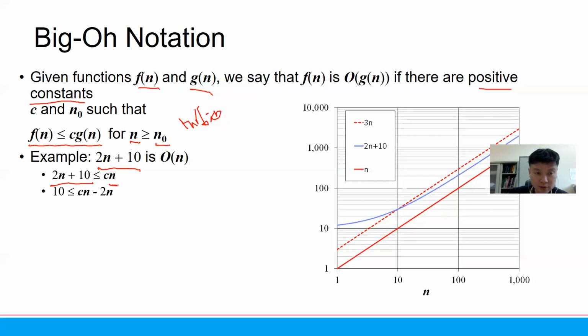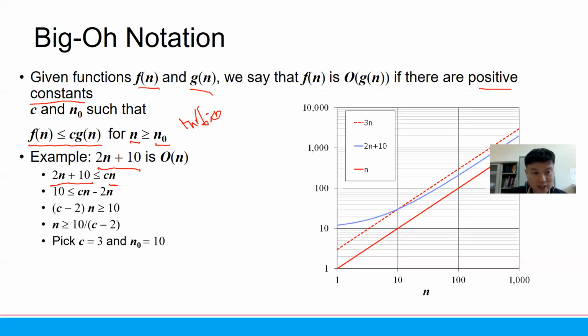Then I can just change this. This is just mathematical stuff. We have 10 less than or equal to cn minus 2n. Then if you rearrange, you get c minus 2 multiplied by n, which is greater than or equal to 10. So we have n greater than or equal to 10 divided by c minus 2. Then you need to find what c is.